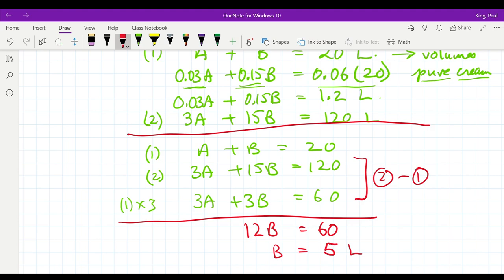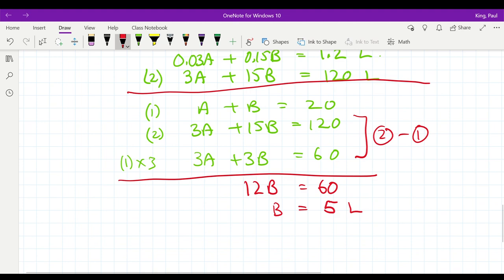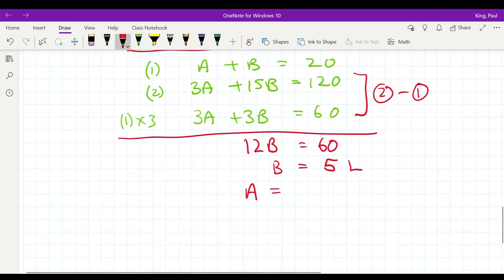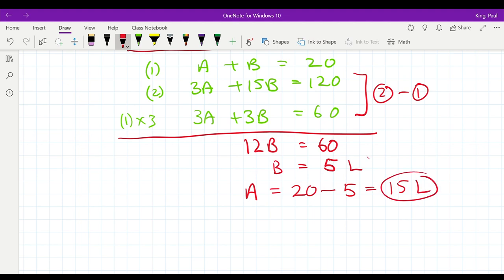That makes sense because we had 20 liters total. Certainly, having fewer liters than the total liters is an indication that we're on the right track. And so A is really what we're asking for. We're asking for 20 liters take away however many is B, which is 5 liters. So we must have 15 liters of A. So you have 15 liters of A, 5 liters of B, and of course when we add them together, we do get 20. Okay, so there is your two answers for the amount of cream and the amount of milk: 15 liters of milk and 5 liters of cream.